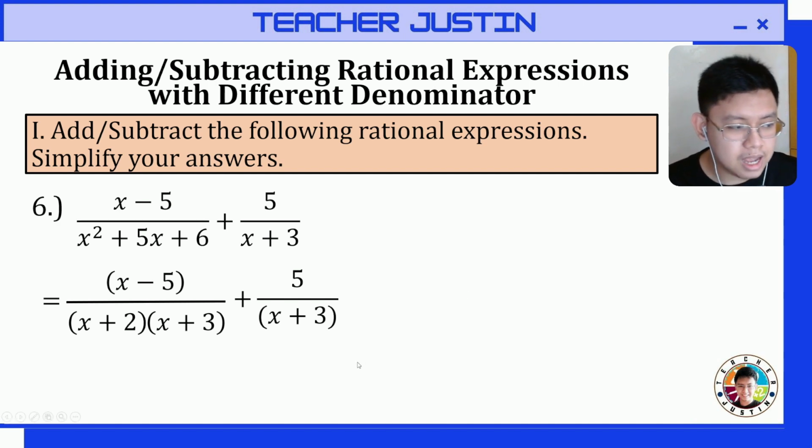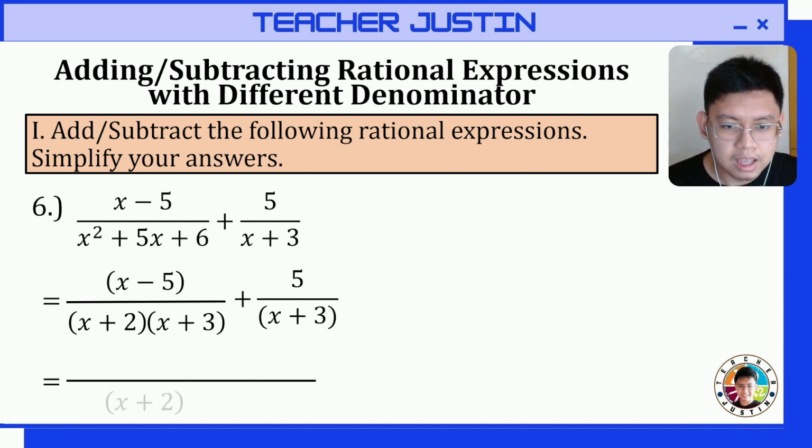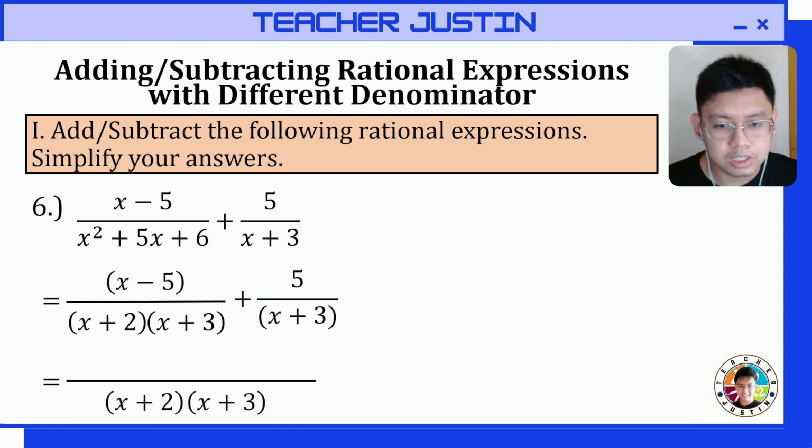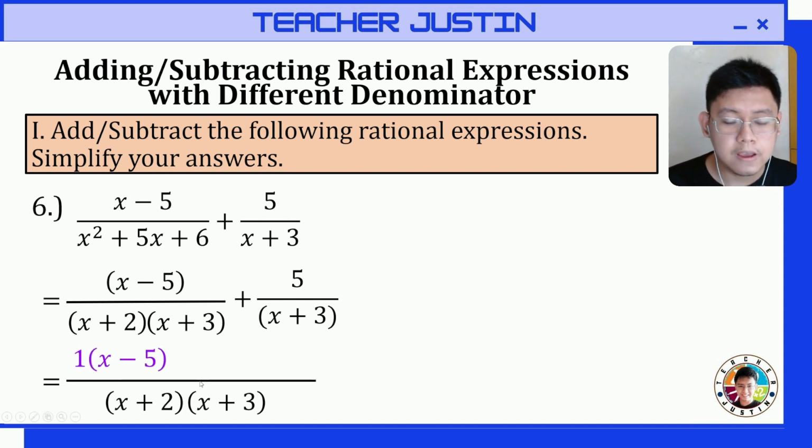Now, ang next step natin, since magkaiba sila ng denominator, we get the least common denominator. So, ang least common denominator natin will be x plus 2 times x plus 3. So, ito yung ating least common denominator. Tapos, after natin kunin yung least common denominator, let's get the equivalent numerator by dividing our LCD to our old denominator. So x plus 2, x plus 3 divided by x plus 2, x plus 3. That will give us 1. Then multiply natin sa numerator. So 1 times x minus 5.